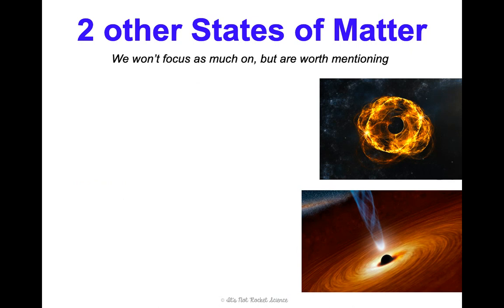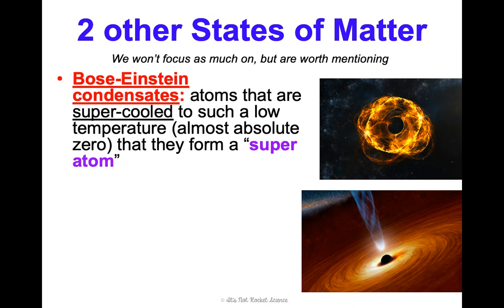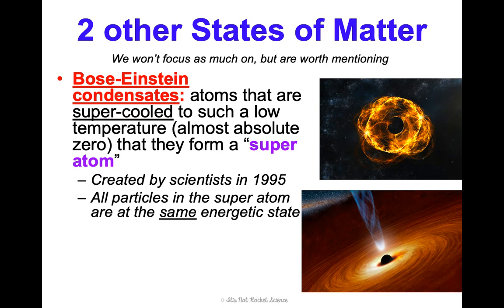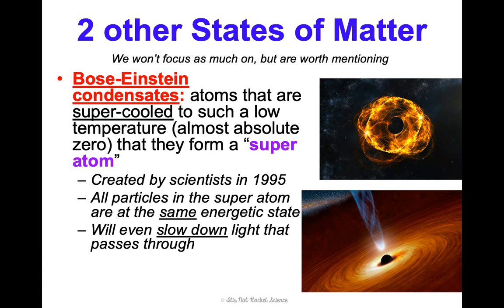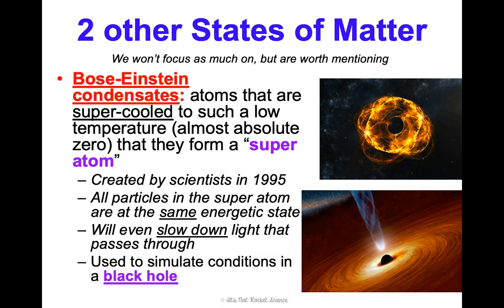The next one is really cool too. They're called Bose-Einstein condensates. These are atoms that are super cooled to such a low temperature, almost absolute zero, that they form a superatom. So this was created by scientists in 1995. All the particles in the superatom are at the same energetic state and will even slow down light that passes through it. So this is used to simulate conditions in a black hole, because obviously we can't just toss things into a black hole and expect them to come back. So this is how they simulate it in a lab.